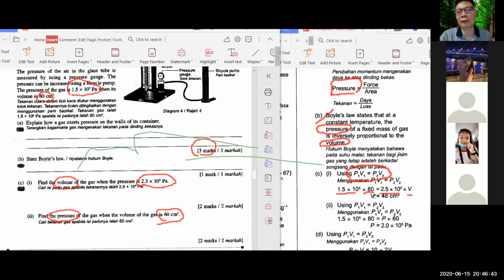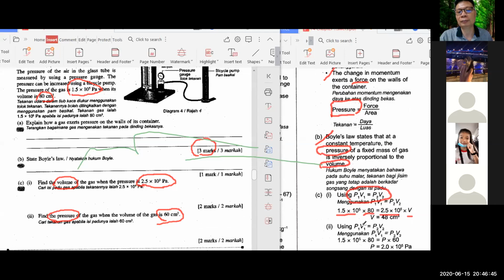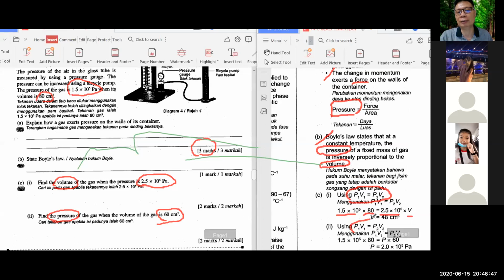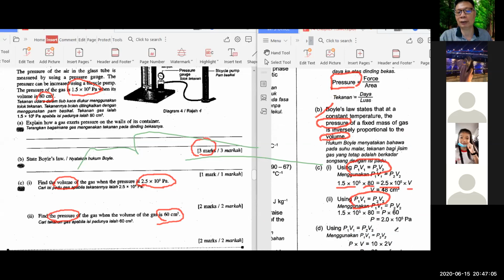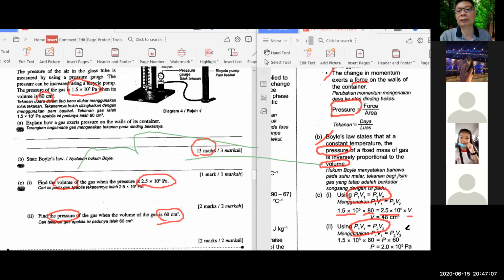Same formula now. Pressure 1 this value. V1 is 80. P2 you don't know. V2 is 60, given in the question, so you find the new pressure lah. So it's 2.0 × 10 to the power of 5.